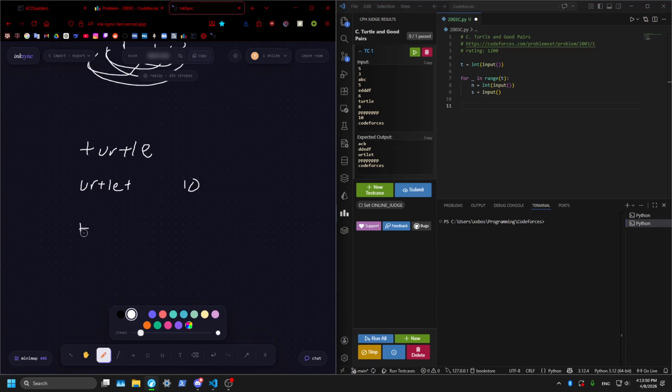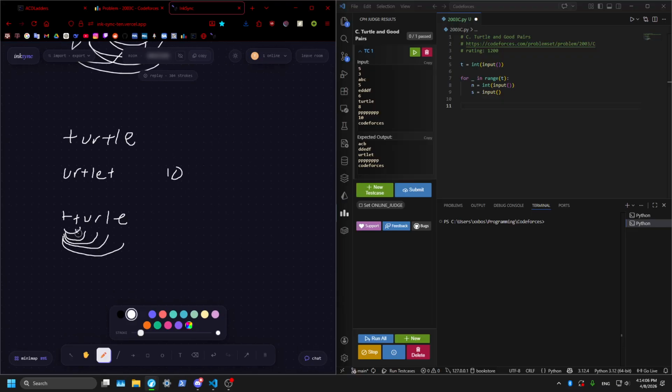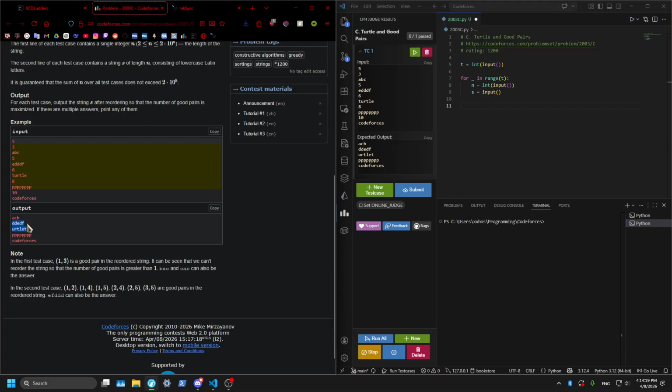Alright, but then squished turtle. It's 1, 2, 3, 4, 5, 6, 7, 8, 9, 10, 11. This one has 11. Why does this not have 11? Why isn't it TT? Am I misunderstanding?